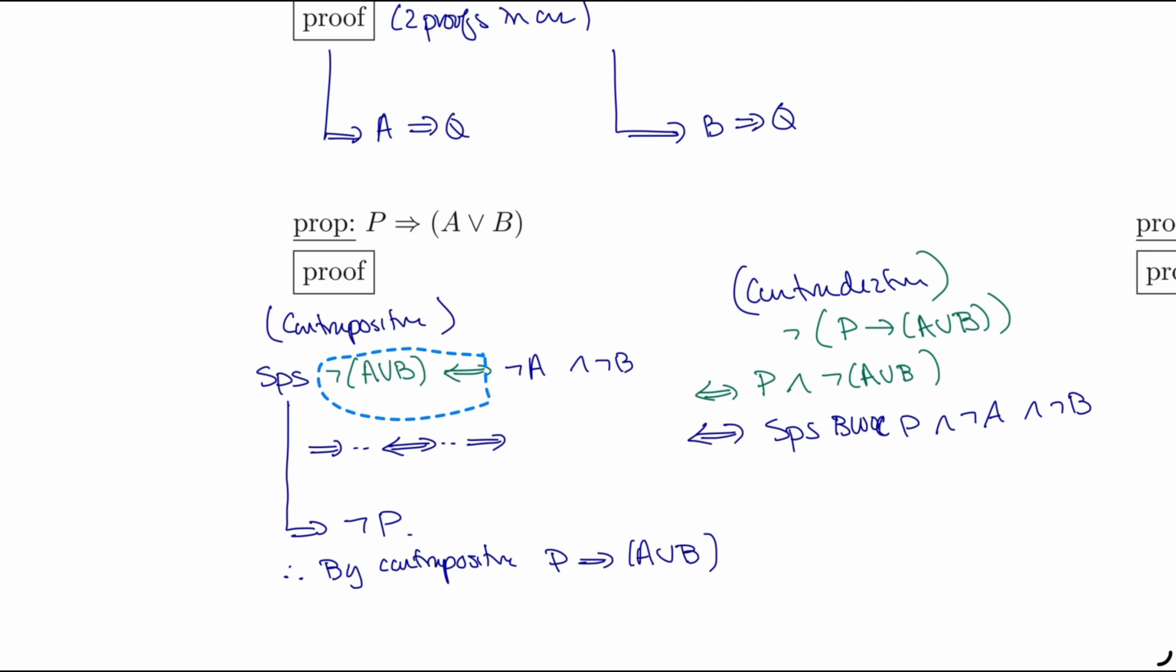Okay. So back to our proof by contradiction, having supposed P and not A and not B, I just need to reach some sort of contradiction, and then I can conclude that P implies A or B.